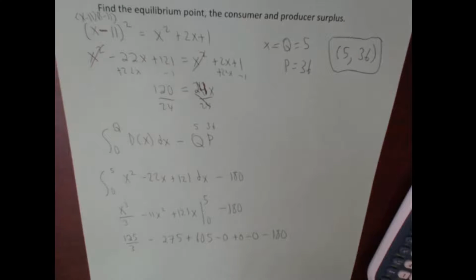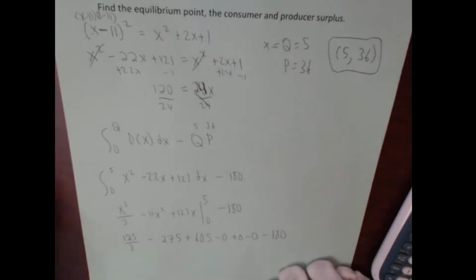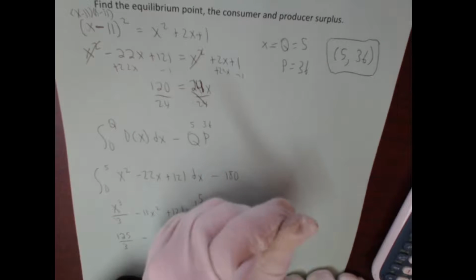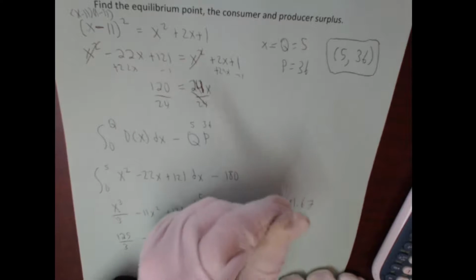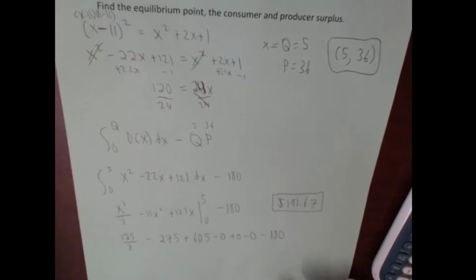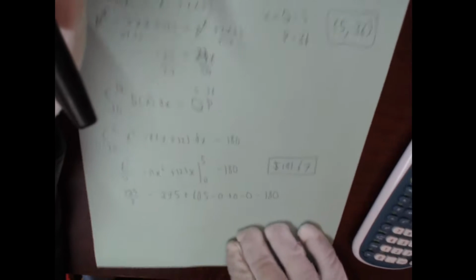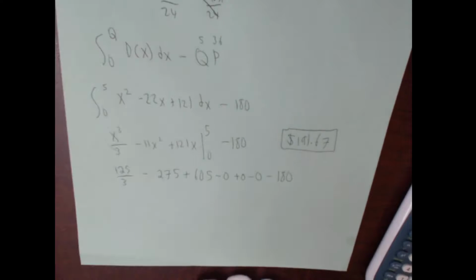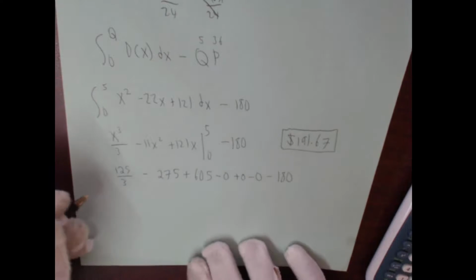So let's add that all up and see what we get. 125 divided by 3 minus 275 plus 605 minus 180. And we arrive at our answer, rounded to the penny, of $191.67. That's a measure of how happy the consumers are, and so that's really good. I haven't left a lot of room for the other equation, but maybe we can fit it in.